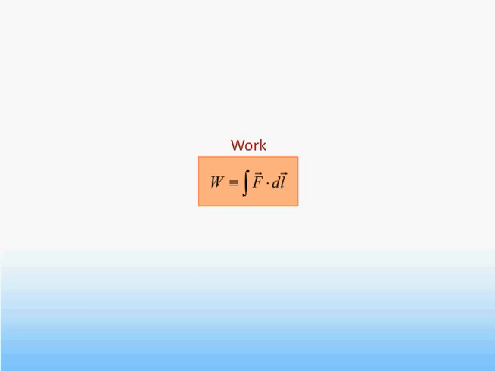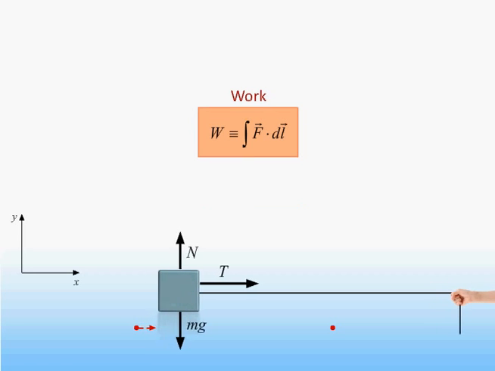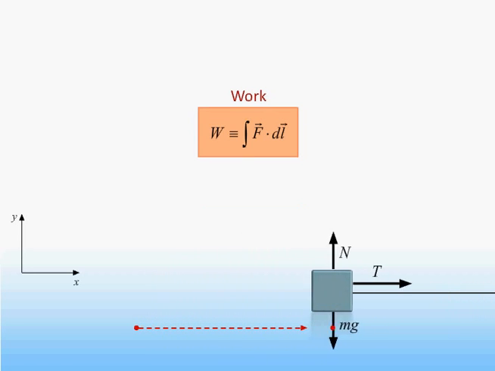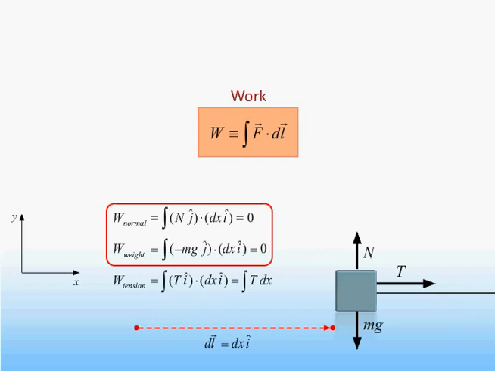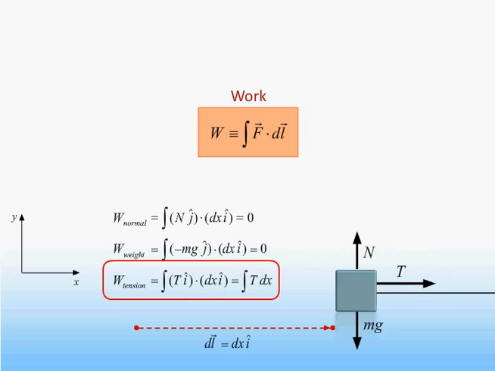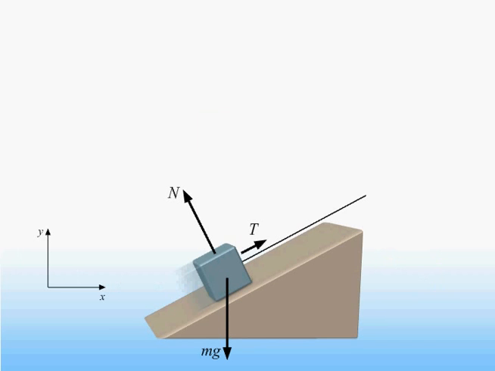We can see from this definition that only the part of the force that is parallel to the displacement contributes to the calculation of the work done by the force. For example, if you pull a box across a horizontal frictionless floor, both the weight and the normal force are perpendicular to the displacement, so that neither of these forces does any work on the box. Only the tension force has a component in the direction of the displacement, so only the tension force does any work on the box.